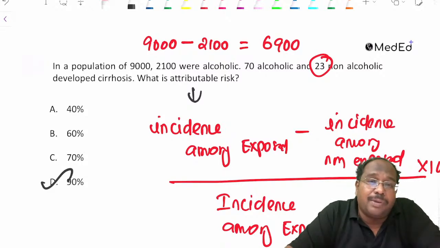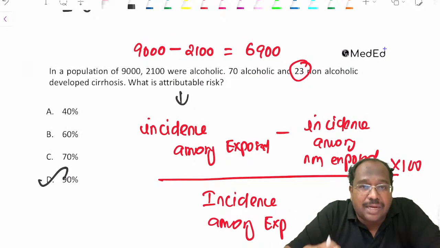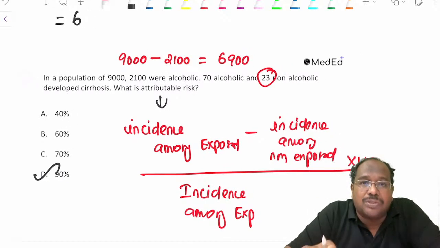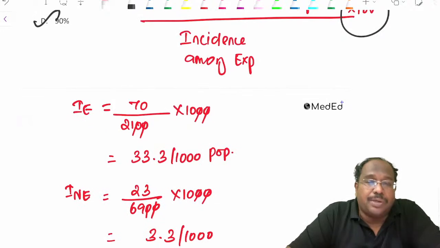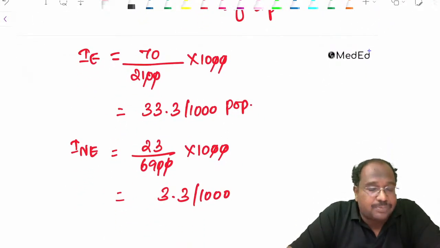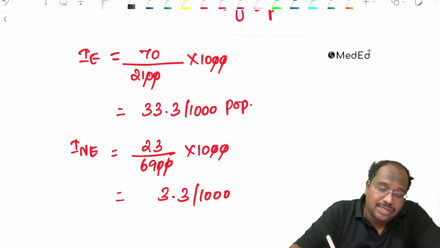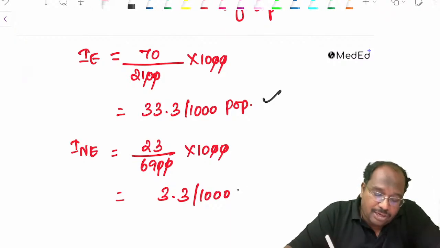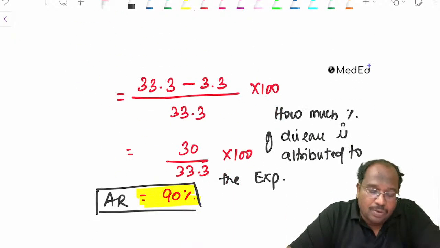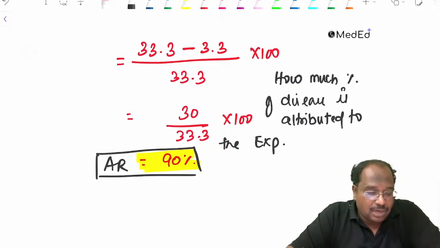If you say population, then it becomes population attributable risk. The question is related to attributable risk: how much percentage of disease is attributed to the exposure among the exposed. I'm repeating again, the formula is incidence among exposed minus incidence among non-exposed, divided by incidence among exposed, multiplied by 100. We have 2,100 exposed, among them 70 developed disease, that is 33.3. Non-exposed are 6,900, among them 23 developed disease, that is 3.3. Just do the calculation.